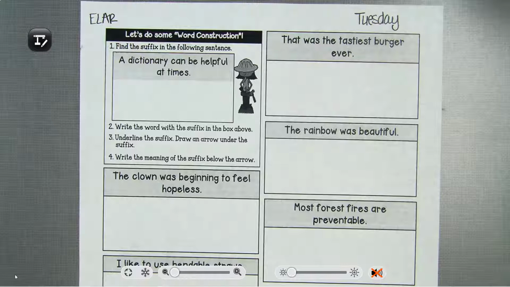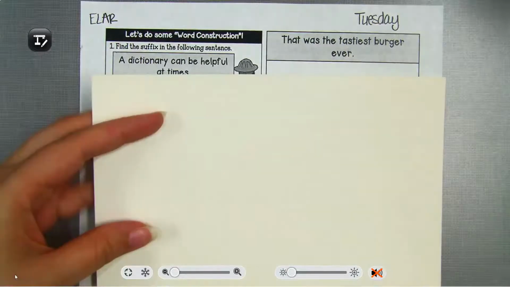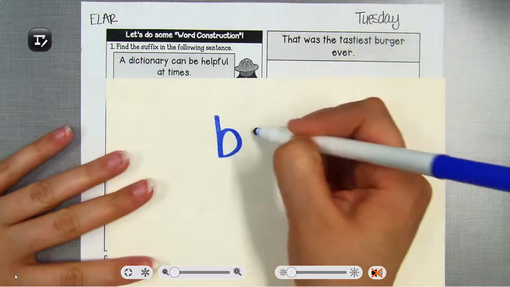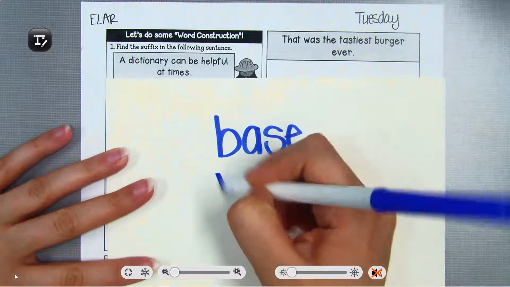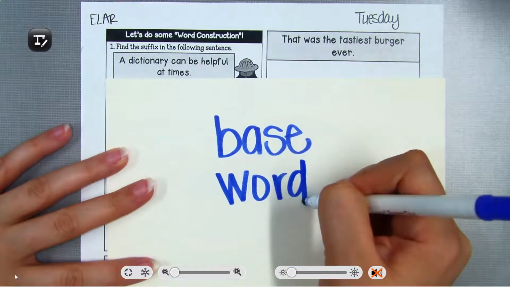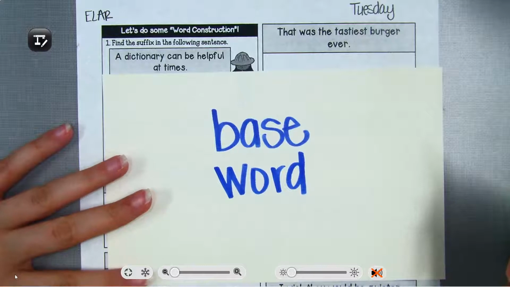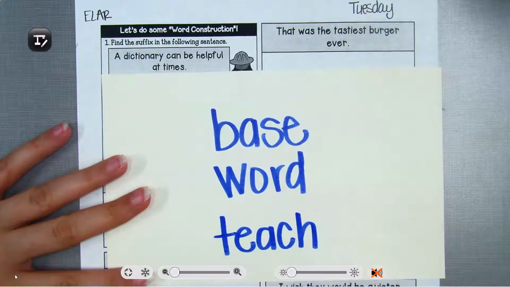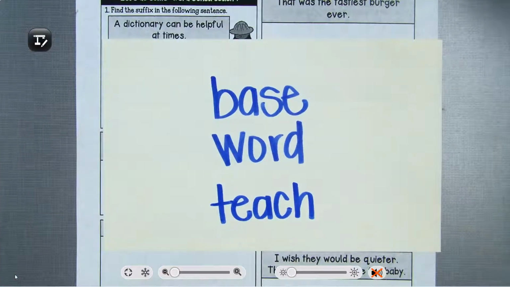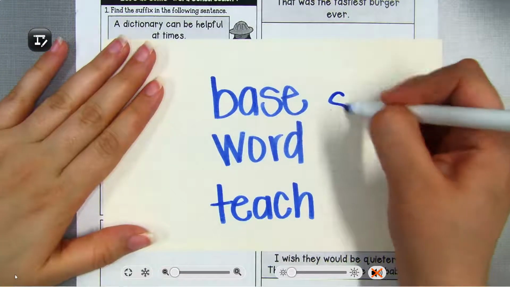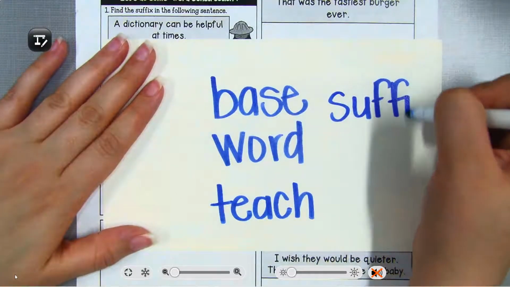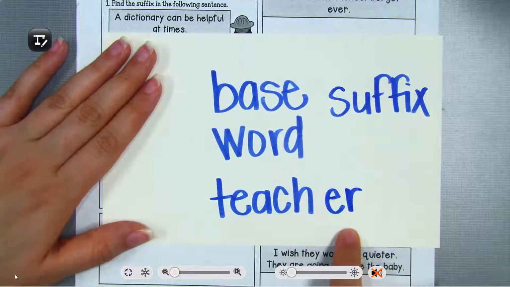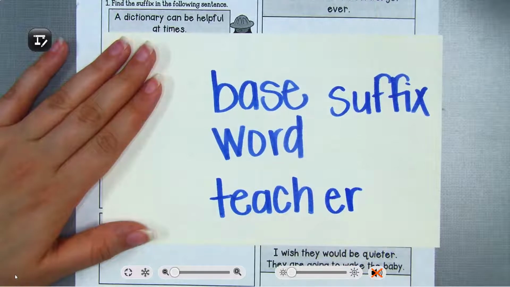Now, we said that a suffix comes at the end of a word. So I have what's called a base word. So a base word is our regular word. So for instance, if I have teach. Teach is a word. I can use that in a sentence. Okay, I teach 3rd grade. A suffix is what I attach to a base word. So er, which makes teacher. Okay, which means a person who teaches.